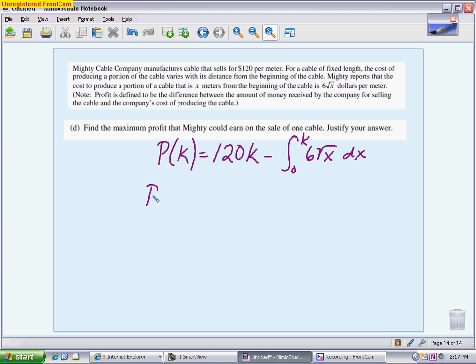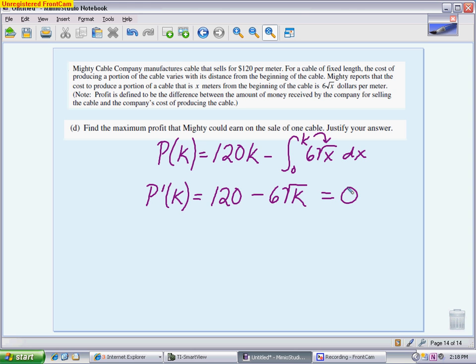So the next thing that I wrote is that P prime of K would equal 120 minus, now I'm taking the derivative of an integral. So the derivative and the integral cancel out. What's going to happen is the K is going to take the place of the X. So I get minus 6 radical K. And I need to know when that equals 0 because I want to find the critical value, the place where you could potentially have this maximum.